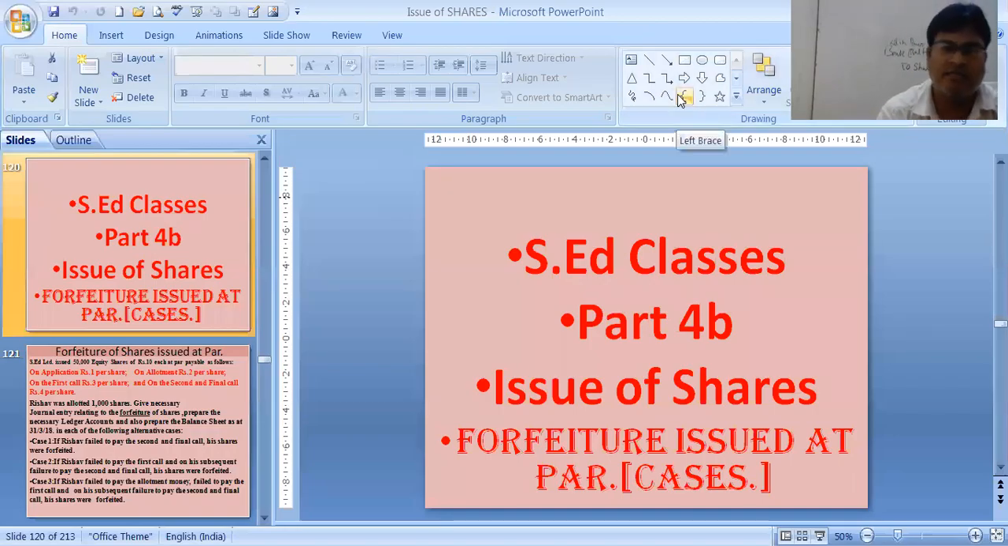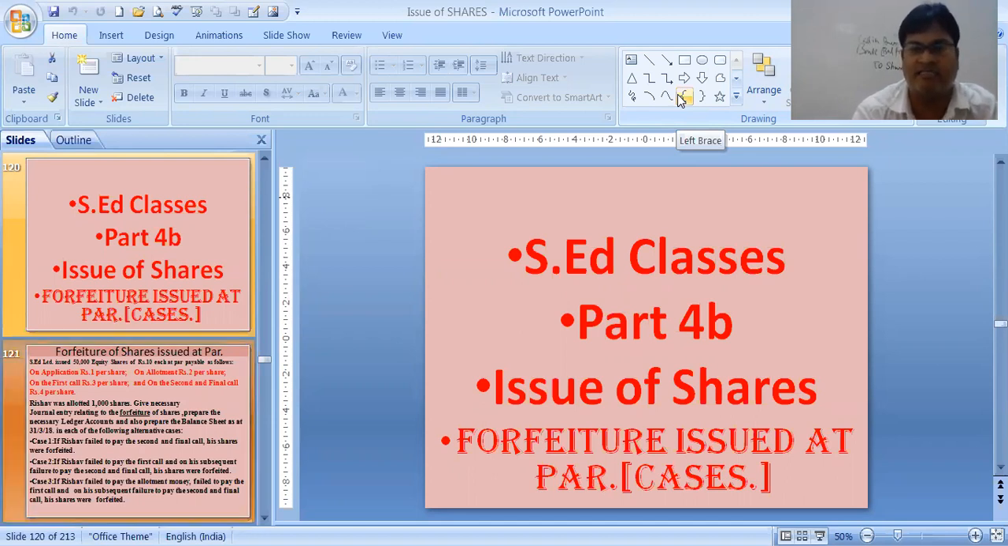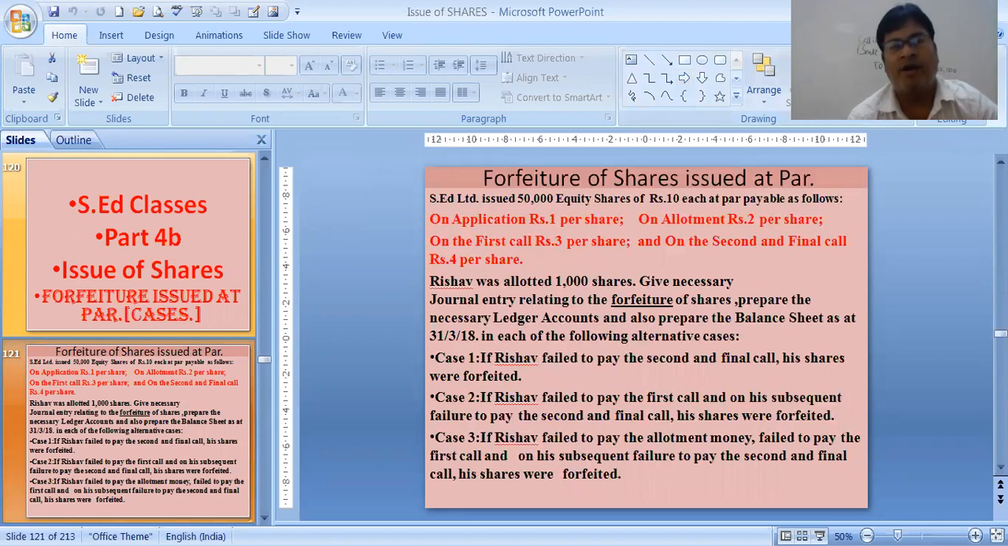Good morning, students. Our next part, that is issue of shares, forfeiture, has different cases which I will be explaining to you now. There are 6 cases. Let's understand all the cases. Number 1.